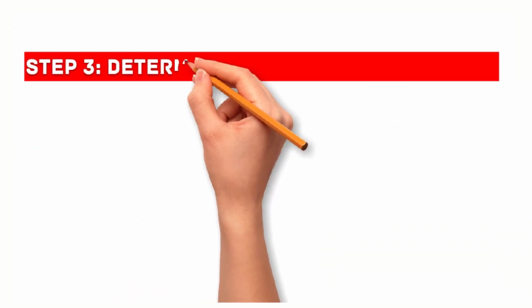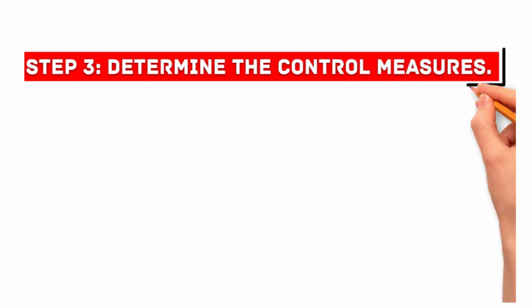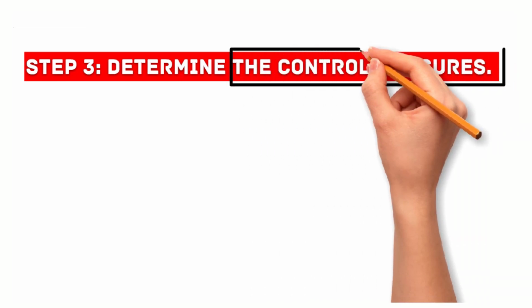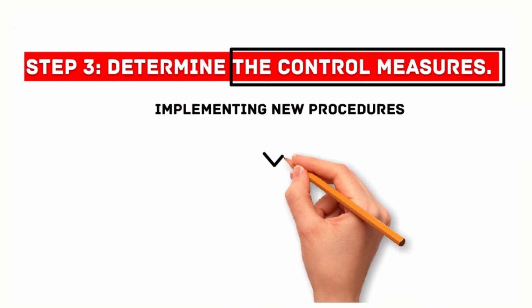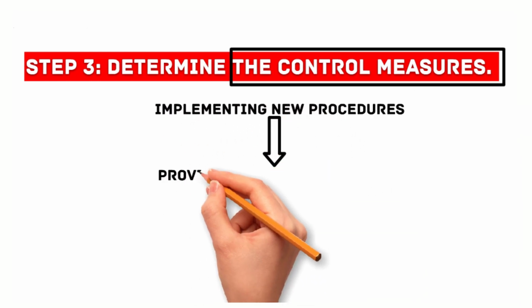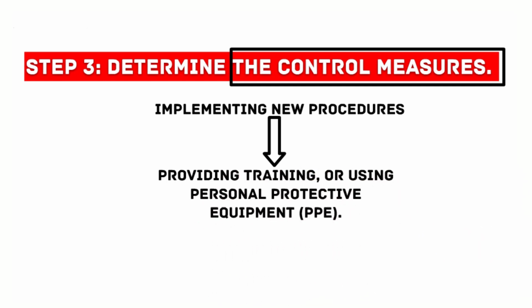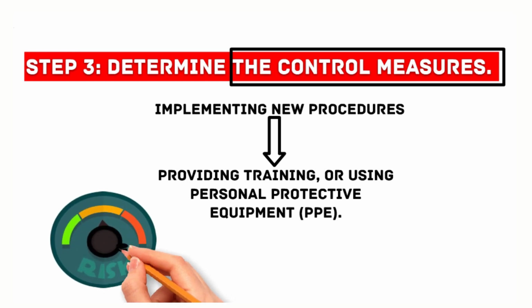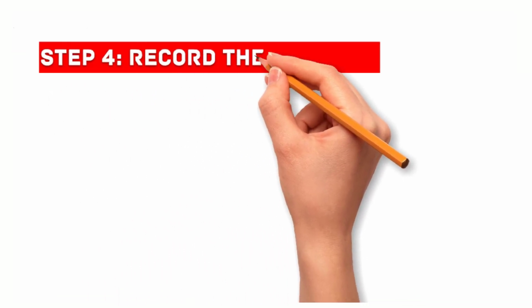Step number 3. Determine the control measures. The third step is to determine the control measures that will be used to reduce the risk. This could involve implementing new procedures, providing training, or using personal protective equipment (PPE). The control measures should be appropriate for the risk and should be effective in reducing the risk to an acceptable level.